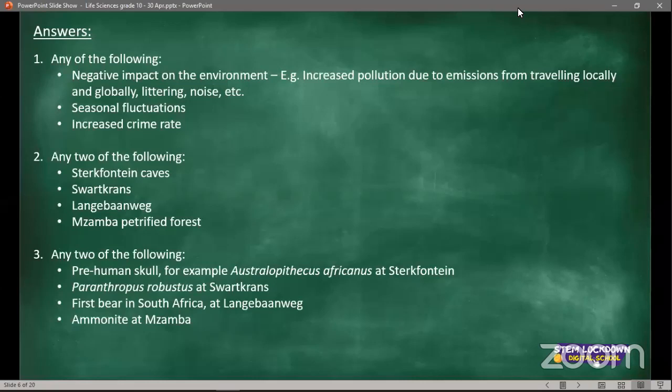So Carl is asking if the Cradle of Humankind is one of the fossil sites. It's actually a heritage site consisting of all these fossil sites. Now, in Langebandweg, they discovered the first bear in South Africa. And for the last one, an ammonite was found in Mzamba, that is in KwaZulu-Natal. I hope you guys wrote that down.